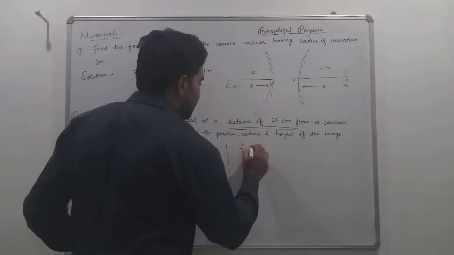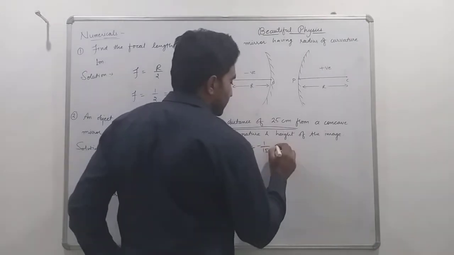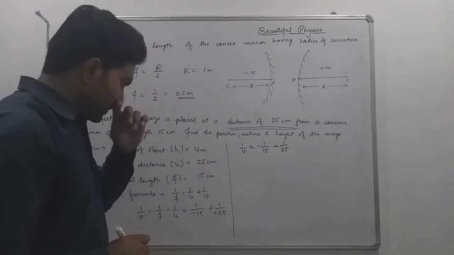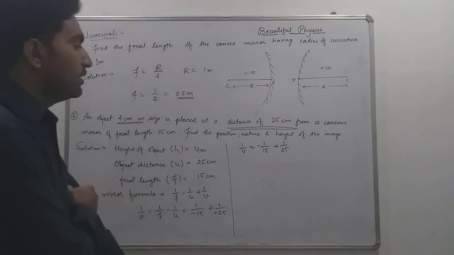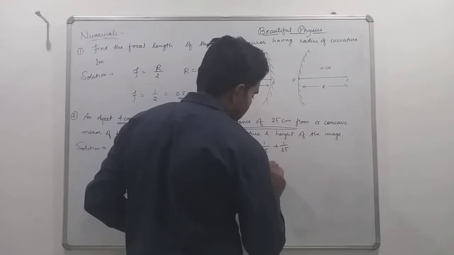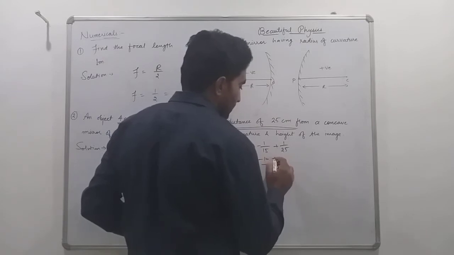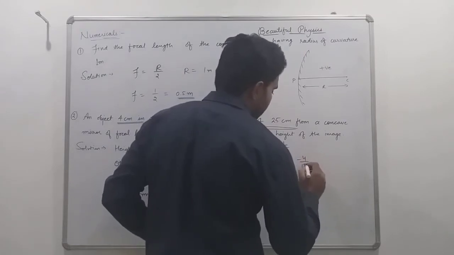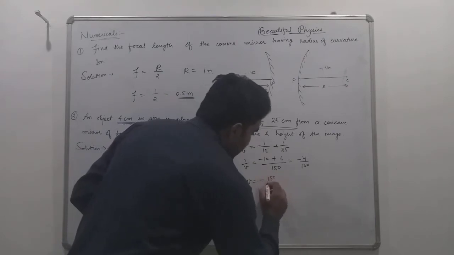Minus minus plus, we have 1 by v equals minus 1 by 15 plus 1 by 25. Take the LCM, and the LCM will be 150. 1 by v will be equals to, 150 will be the LCM, here we have minus 10 and here we have plus 6, and it will be equals to minus 4 by 150, or v will be equals to minus 150 divided by 4.